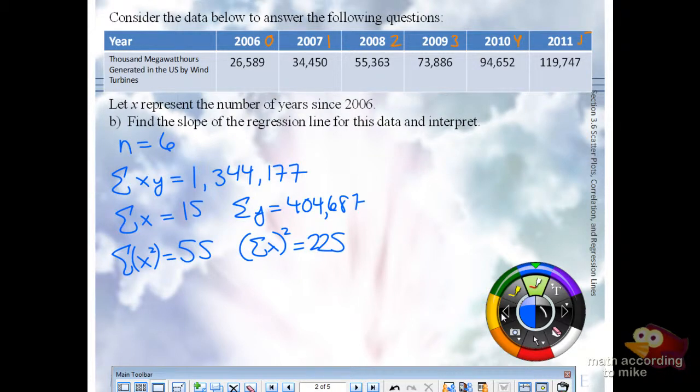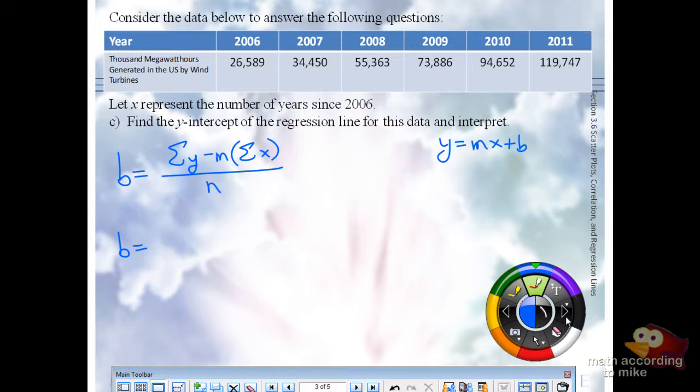b is equal to the sum of the y's. The sum of the y's is that 404,687 number. Minus m. Here's the deal. Unfortunately, we rounded m. m actually turns out to be a rational number, it's just a horrible, horrible number. That decimal goes on a very long time. So because we are rounding the m here, our b is not going to be exact. So we wanted 2 decimal places, 18,997.69.